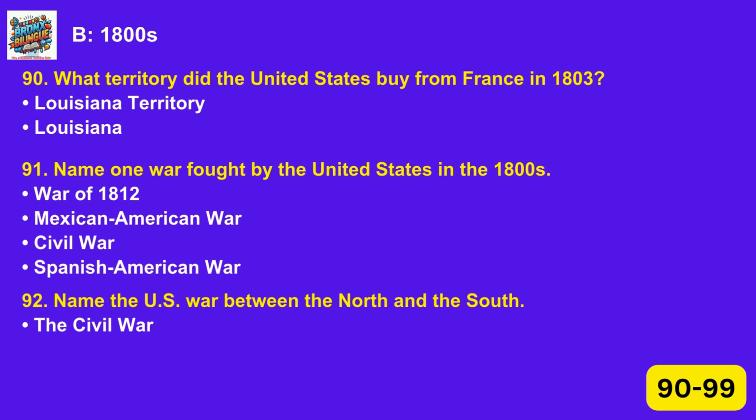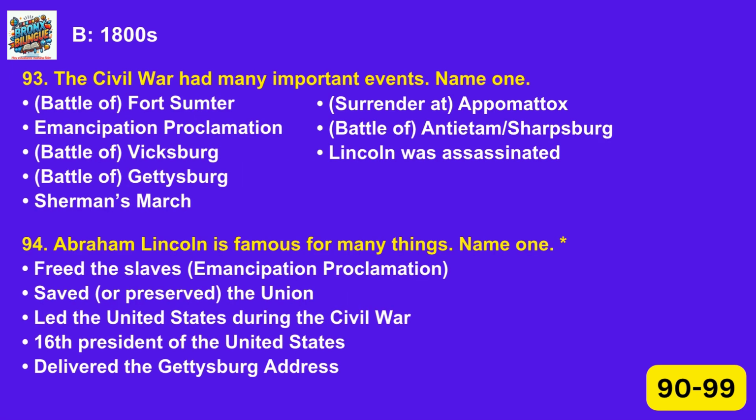Louisiana Territory. Louisiana. 91. Name one war fought by the United States in the 1800s. War of 1812, Mexican-American War, Civil War, Spanish-American War. 92. Name the U.S. war between the North and the South. The Civil War. 93. The Civil War had many important events. Name one. Fort Sumter, Emancipation Proclamation, Vicksburg, Gettysburg, Sherman's March, Appomattox, Antietam, Sharpsburg.